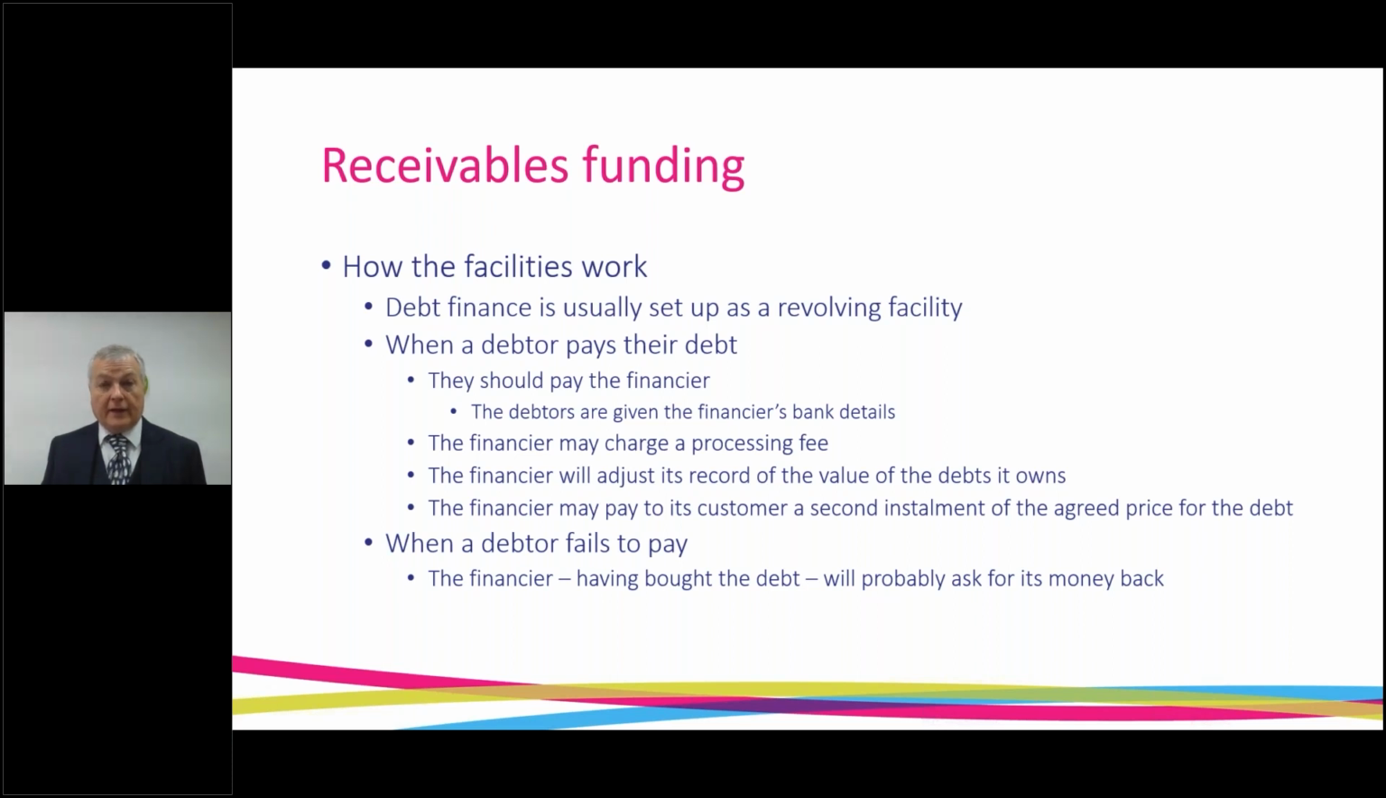If the debt turns bad and the debtor doesn't pay, then the financier is likely to have the right in the factoring agreement to ask for its money back. It's sometimes described as a repurchase of the debt. It very rarely is. It's a one-way route where the ownership of the debt will continue to be with the financier. They'll still own the right to receive that debt, but they will ask for their money back because what they bought has turned bad.